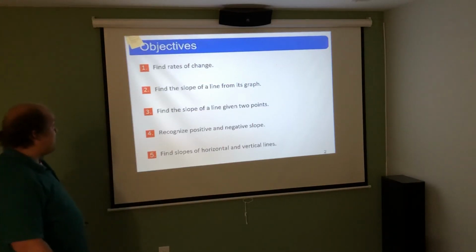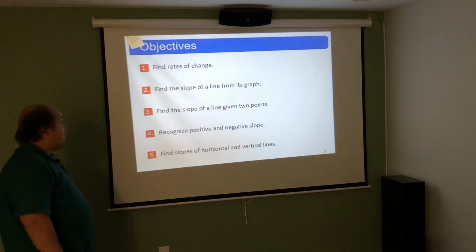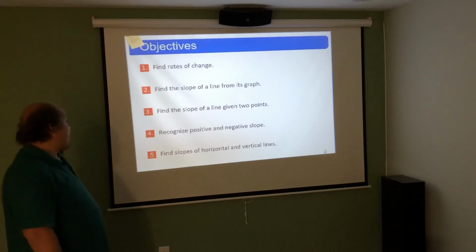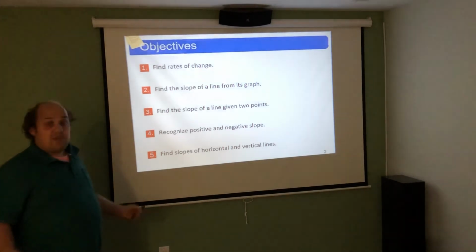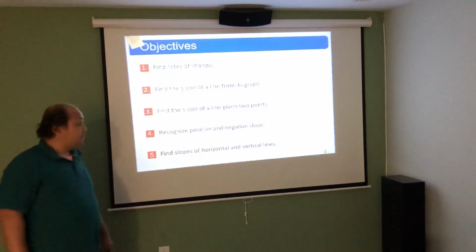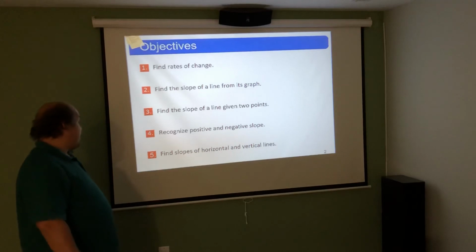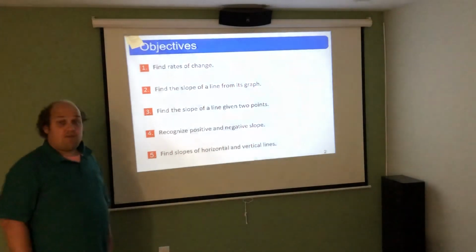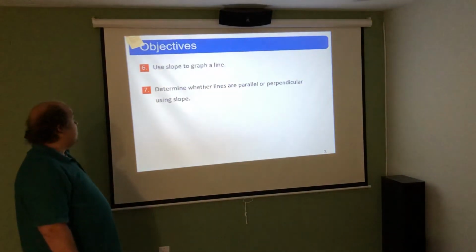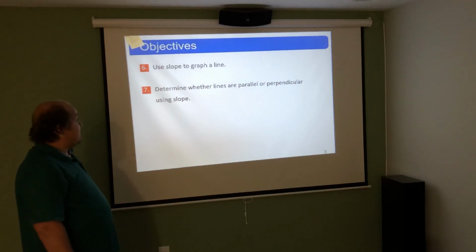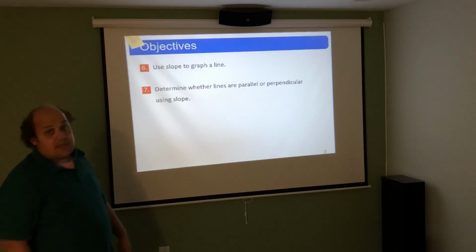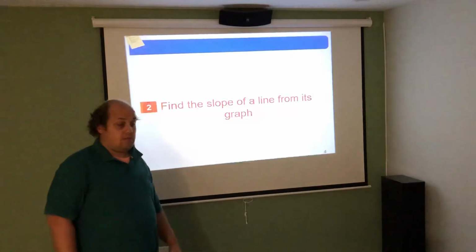So some things we're going to be looking at are finding rates of change, finding the slope of a line from looking at a graph, and finding the slope of the line if we're given 2 points. We're going to have a formula that we can put into it. We'll recognize positive and negative slopes just in general, find slopes of horizontal and vertical lines, use slope to graph a line, and determine whether lines are parallel or perpendicular using their slopes.